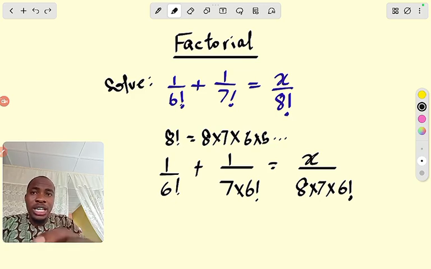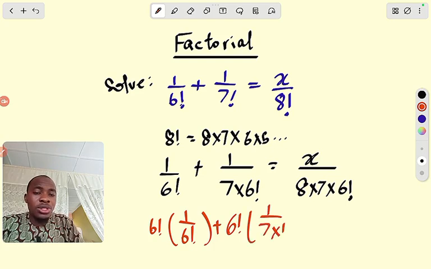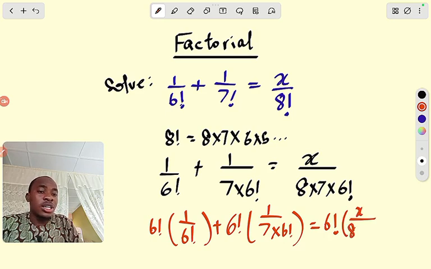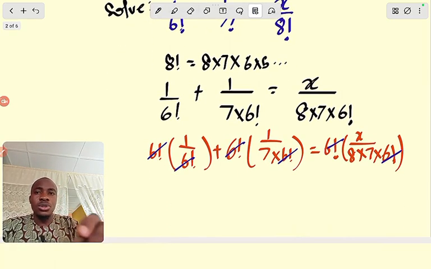factorial. If you multiply through by 6 factorial, we're going to be having 6 factorial multiplying 1 over 6 factorial, then plus 6 factorial multiplying 1 over 7 times 6 factorial, then equals 6 factorial multiplying x over 8 times 7 times 6 factorial. Understood? So now looking at that, you see that this we cancel this here, this we cancel this here, this we also cancel this.